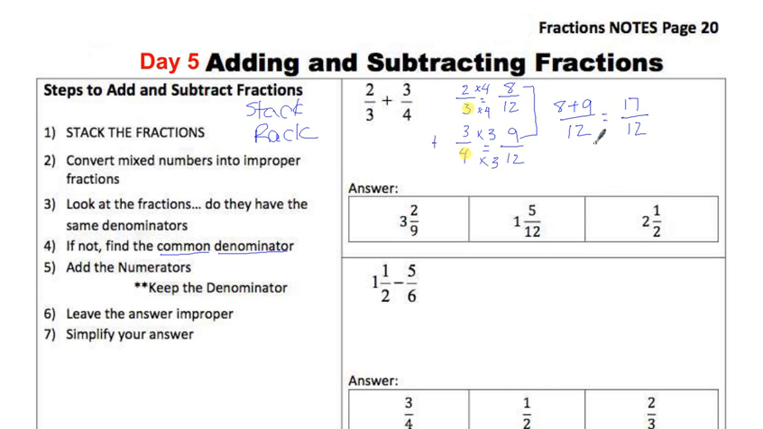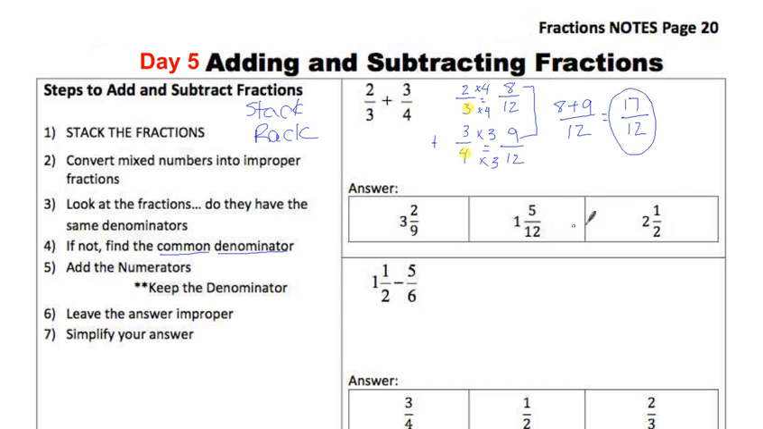Do 17 and 12 have any factors in common? They're not even. They don't end in both 5 or 0. They don't both end in zeros. They aren't doubles. Three doesn't work, and the numerator won't divide the denominator. So this here is my answer.